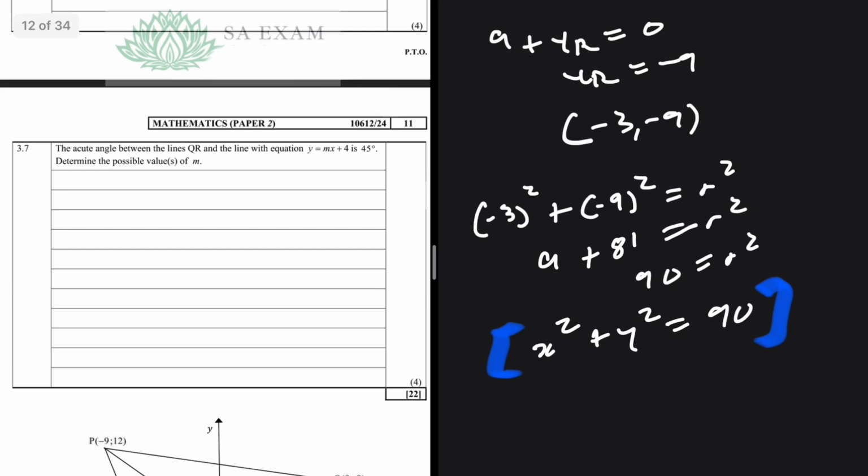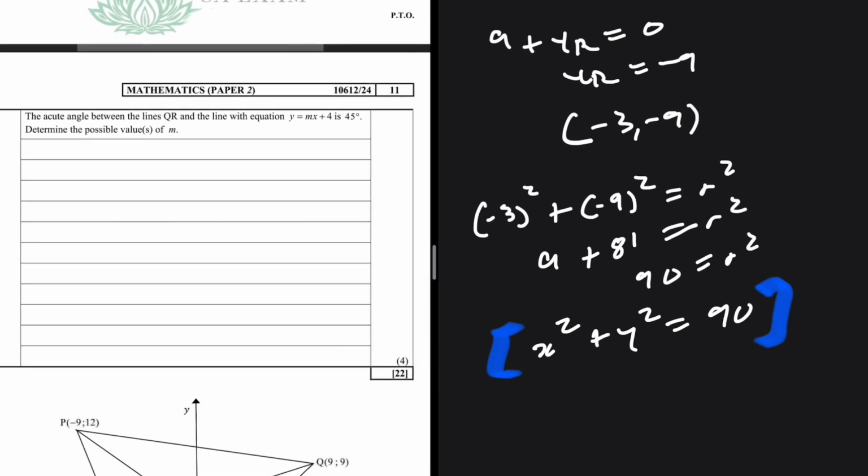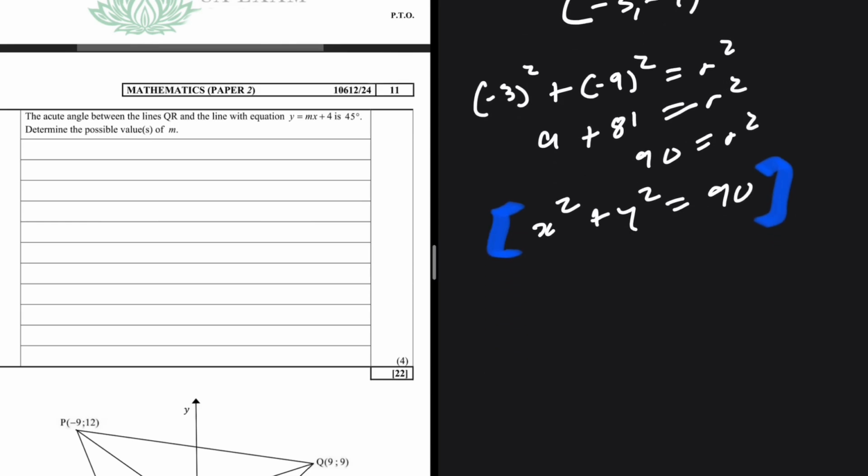Lastly, let's do 3.7. So 3.7 says that the acute angle between the lines qr and the line with equation y is equal to mx plus 4 is 45. Determine the possible values of m. The acute angle between the lines qr and the line with the equation y is equal to mx plus 4 is 45. Okay, so let's go back to our diagram and try and make sense of this.